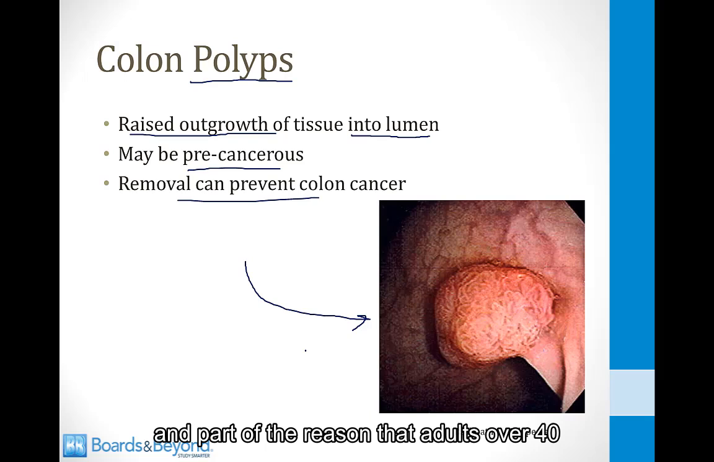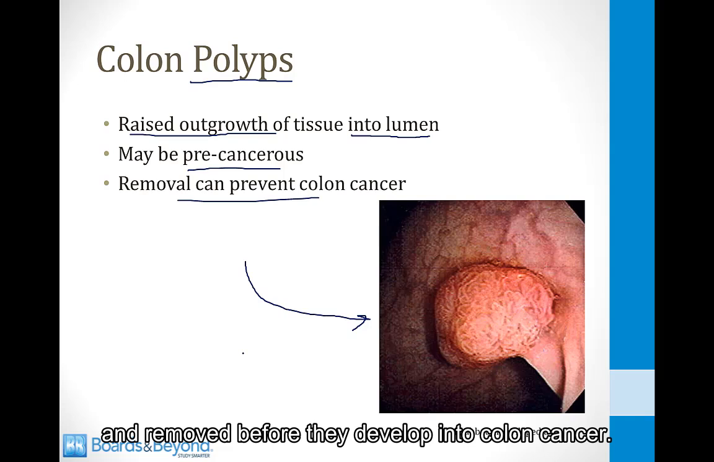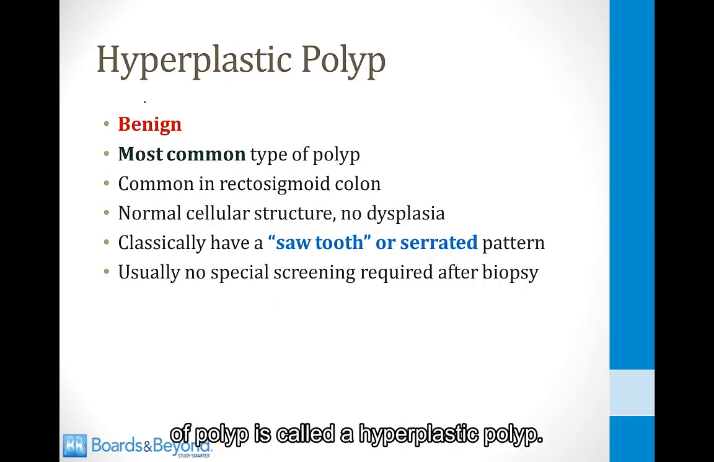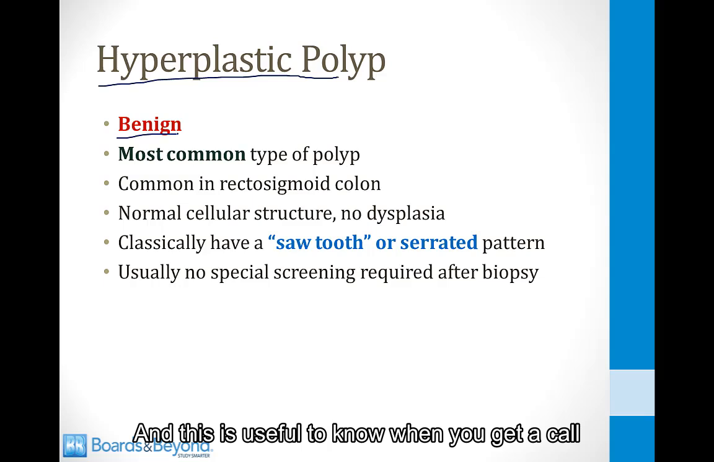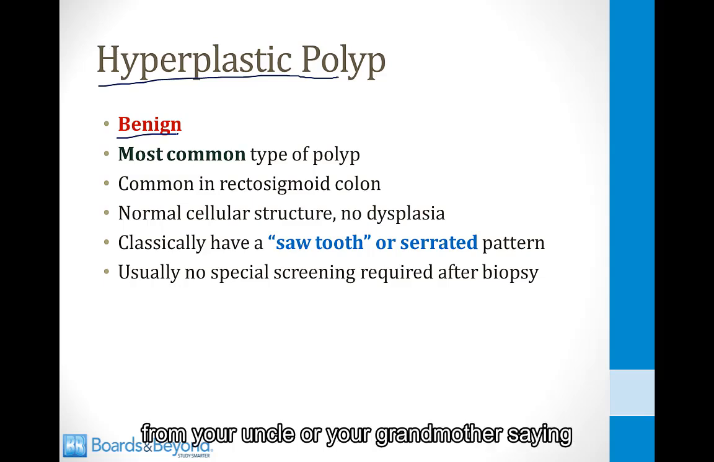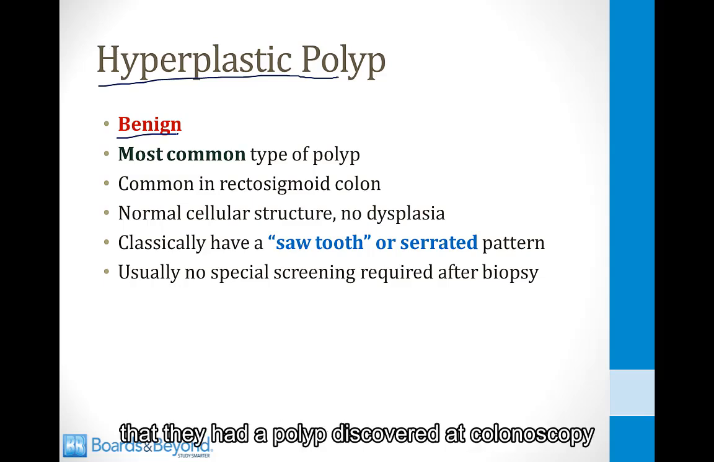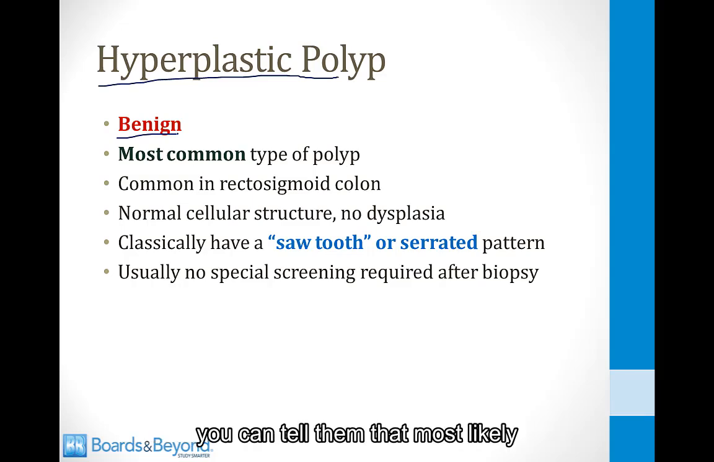Part of the reason that adults over 40 or 50 years old are recommended to have regular colonoscopies is so that any polyps can be identified early and removed before they develop into colon cancer. The most common type of polyp is called a hyperplastic polyp, and luckily it is benign. This is useful to know when you get a call from your uncle or your grandmother saying that they had a polyp discovered at colonoscopy. You can tell them that most likely it's a hyperplastic polyp and it's benign.